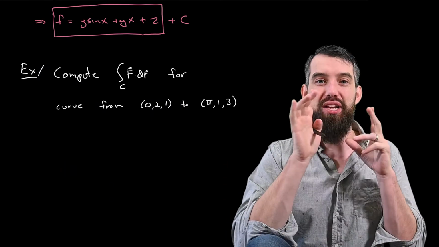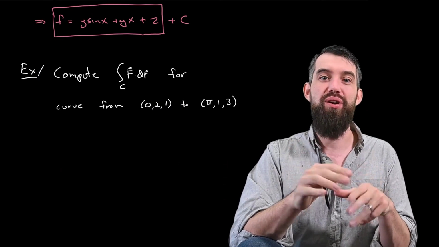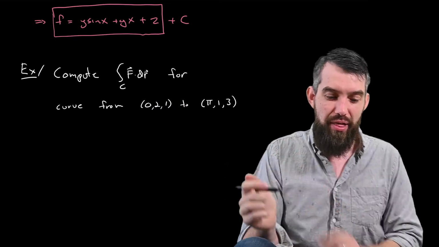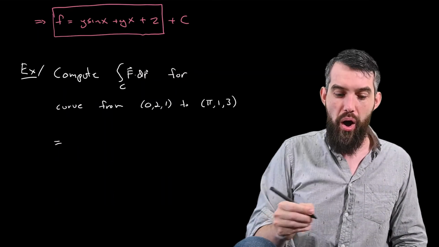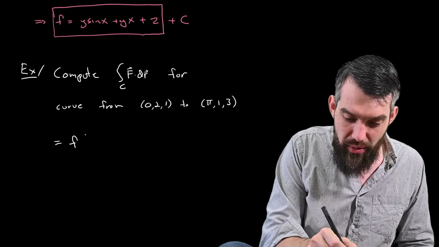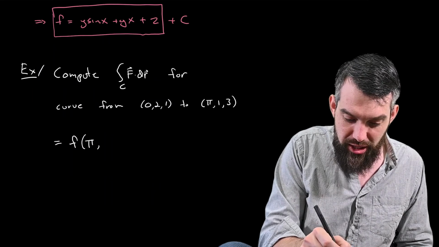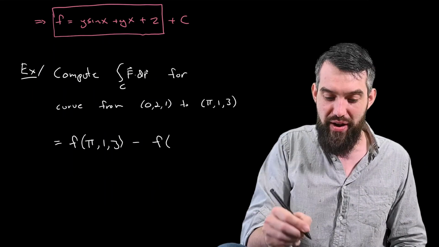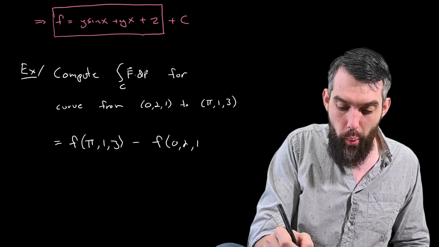And it says if you have a conservative field where your vector field f can be written as the gradient of a scalar potential function, then it's fairly simple. All it is you evaluate at the difference of the two endpoints. So I'm going to evaluate it at the second point where it finishes, (pi, 1, 3), and subtract off the value of the function at (0, 2, 1).